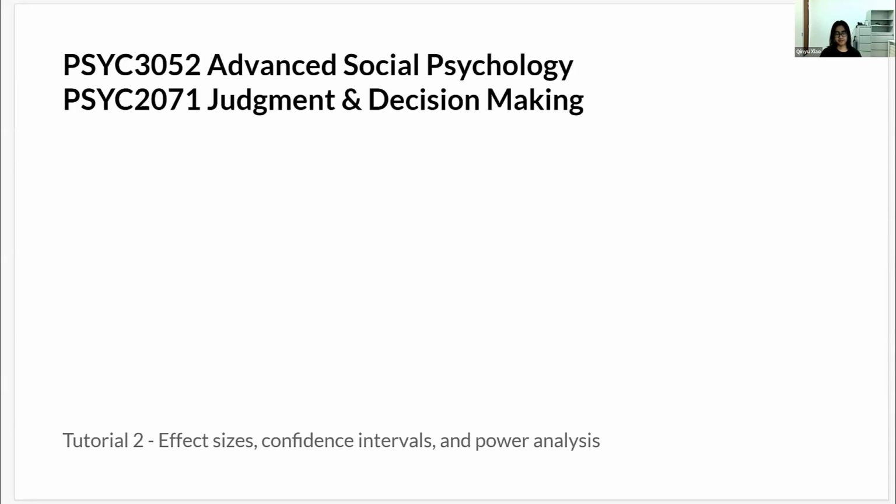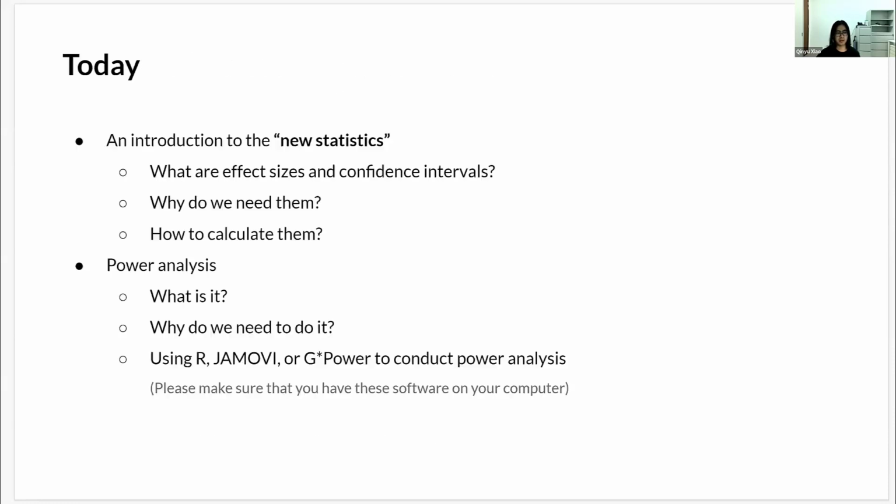So the first half of the tutorial is going to be more technical. I'm going to introduce the concepts of this stuff, and the second half is going to be more practical. We're going to use Jamovi, G*Power, and R to calculate effect sizes, confidence intervals, and conduct power analysis. So this is today's agenda. First, it's going to be an introduction to the new statistics, and the second half is going to be about power analysis.